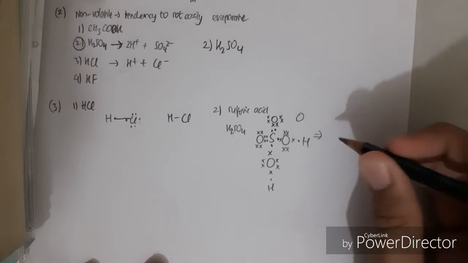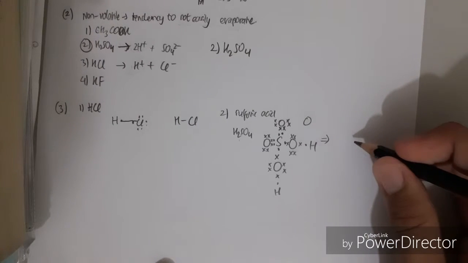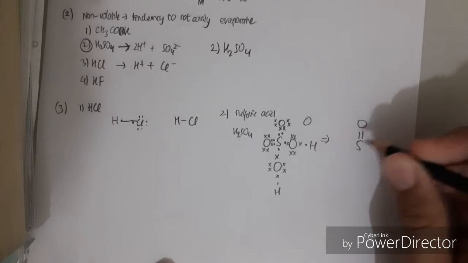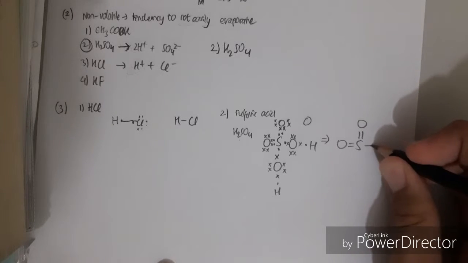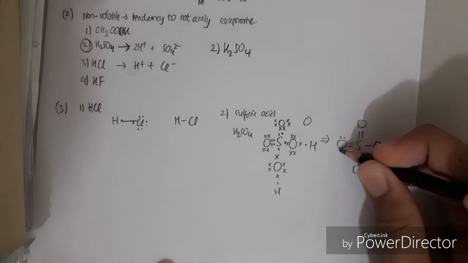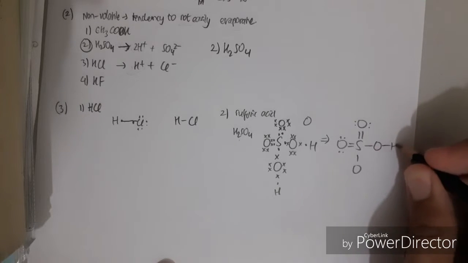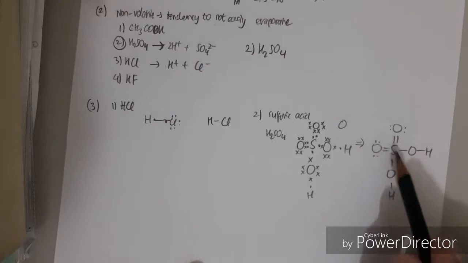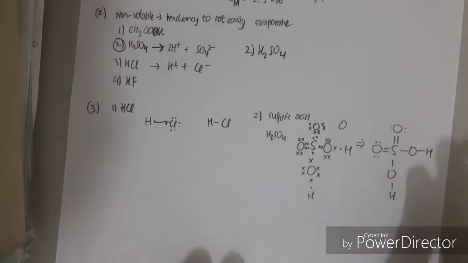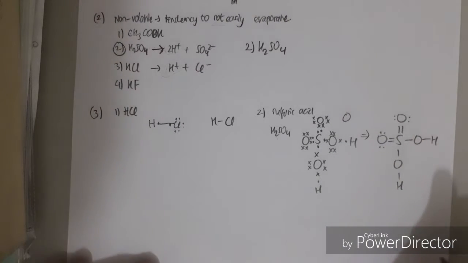So when we conclude that into a good Lewis structure, it is double bonded to one oxygen, another oxygen, and single bonded to here, and remember to put in the valence electrons, the lone pairs, then H. You can see that this is only double bond and single bond, thereby it is not a triple bond.